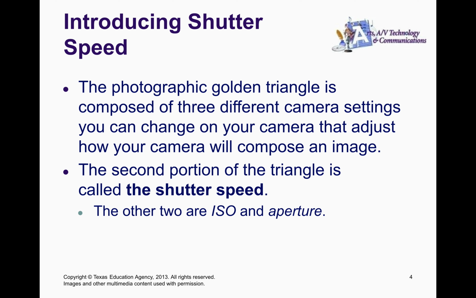Here we go. The Photographic Golden Triangle is composed of three different camera settings. You can change your camera to adjust how your camera will compose an image. The second portion, of course, I just said, is the shutter speed, and the other ones are ISO and aperture, which we've already gone over.